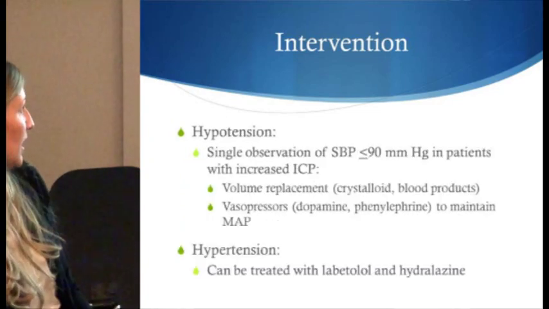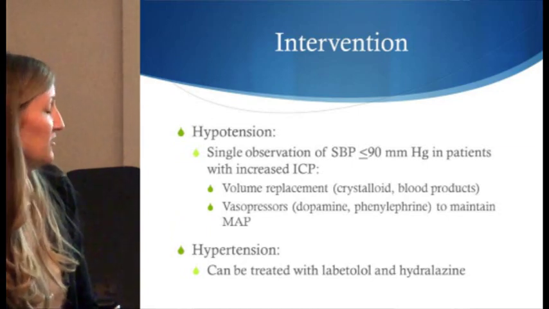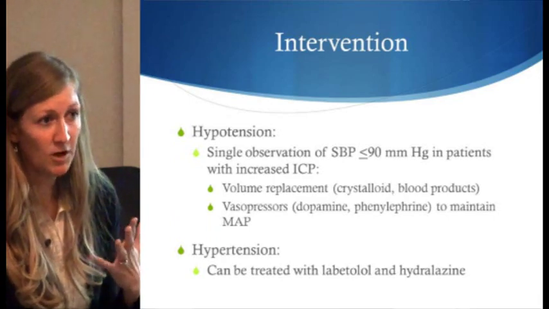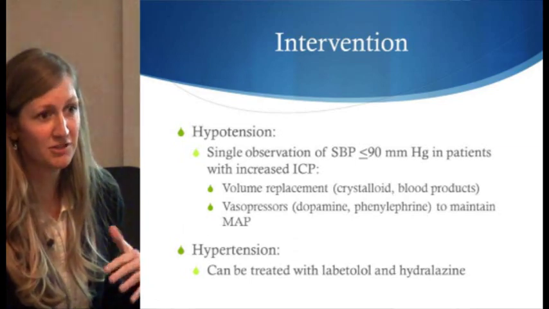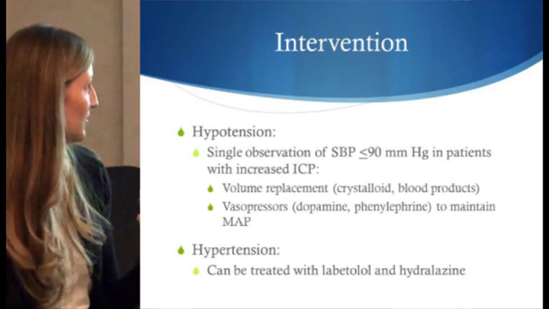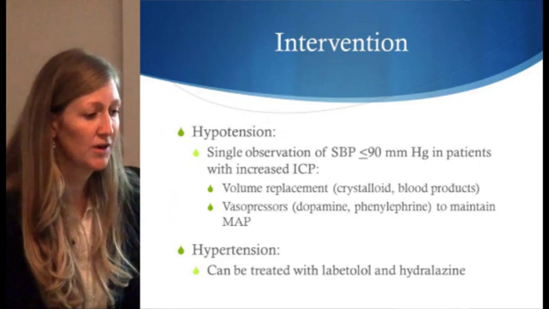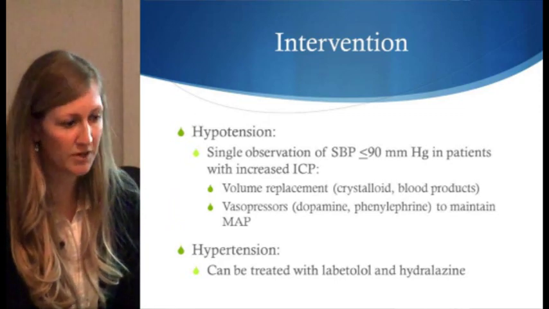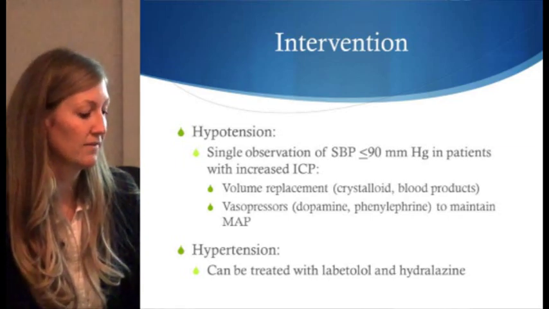So hypotension, single observation of a systolic blood pressure less than or equal to 90 in patients with an increased ICP. And it's a fine line that you walk between managing the patient's blood pressure to maintain an optimal cerebral perfusion pressure and controlling the ICP and all those things. So that's why these patients are in the ICU, because it's such a fine line. We use vasopressors, volume to maintain the mean arterial pressure. And then hypertension, of course, we treat those with our standard medications, labetalol and hydralazine.